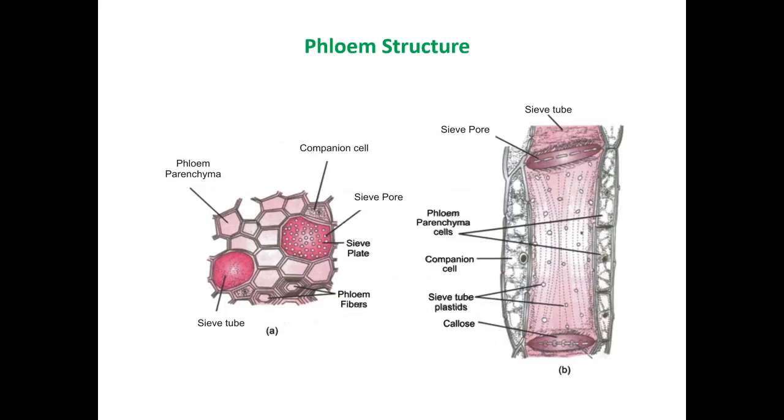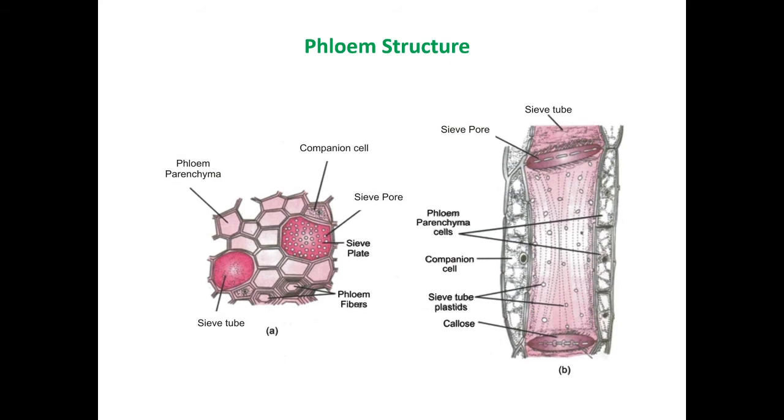Okay, so you can see here these are sieve cells. These are companion cells. These are phloem parenchyma. Here also you can see clearly these are sieve cells. This is phloem parenchyma. These are companion cells, and these are phloem fibers. These four types of cells are seen in phloem.